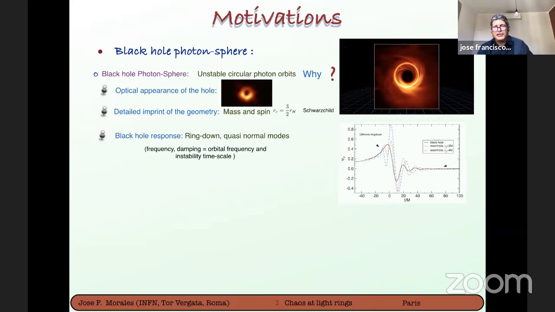Another motivation to study the black hole photosphere is that it determines the black hole response to perturbations around the geometry. Already yesterday we heard from the talk of Bert how you can measure in gravitational wave experiments the ringdown, this picture we have seen already yesterday. What you can see is that the shape, the frequency of these sinusoids and also the damping of these ringdown modes are completely determined by the details of these light rings.